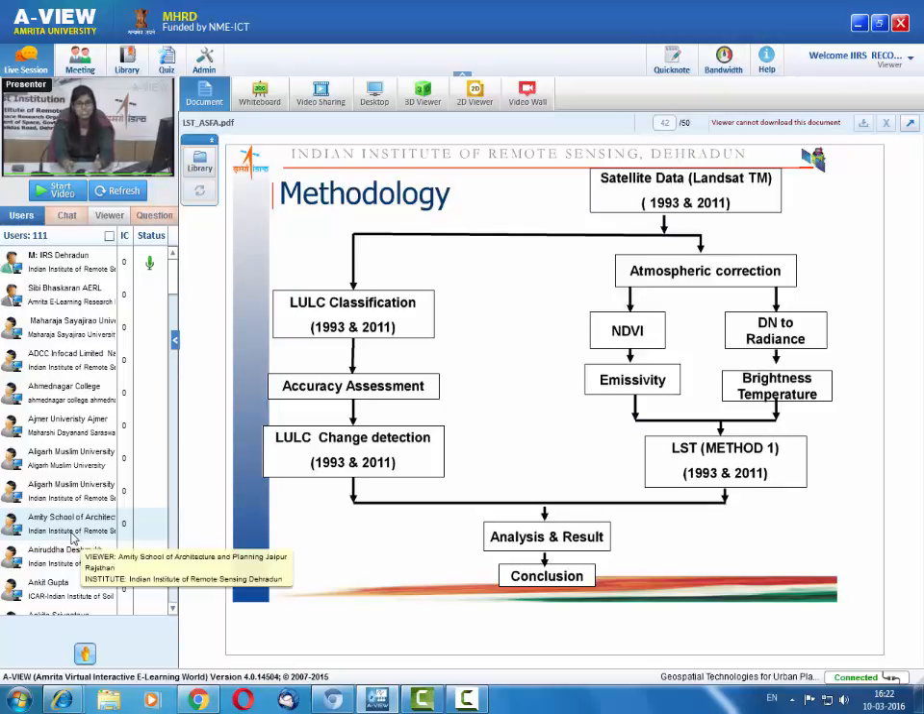and 2011. Simultaneously, we took the satellite data, we took out emissivity through the NDVI, and we took out brightness temperature through radiance, and we calculated the LST, that is the land surface temperature. I'm saying method 1 because we use the normal method. In the second method, we have used Quinn et al.'s mono window algorithm also, which I have not discussed in these slides due to paucity of time. And then we have related the surface temperature with the land use land cover classification.